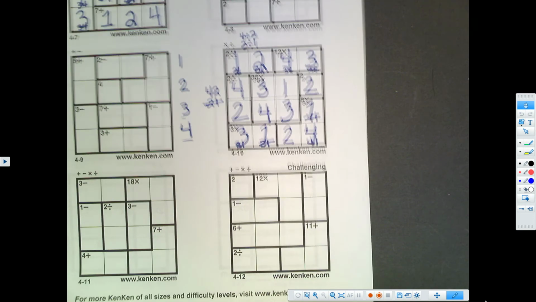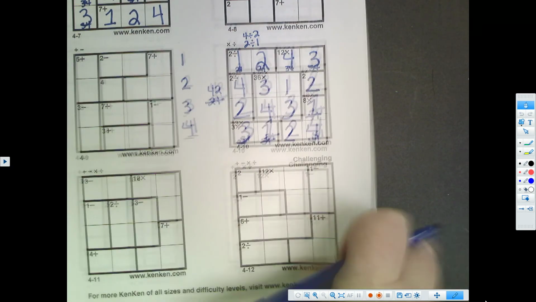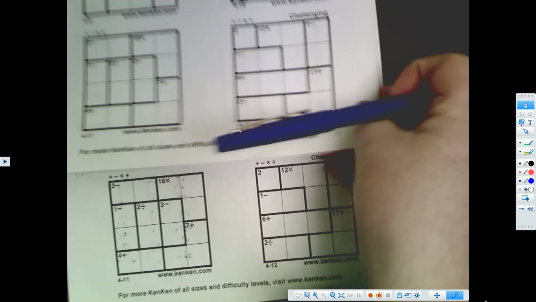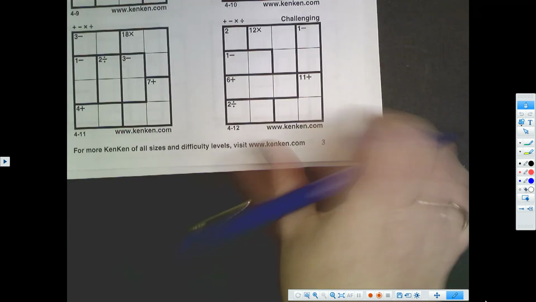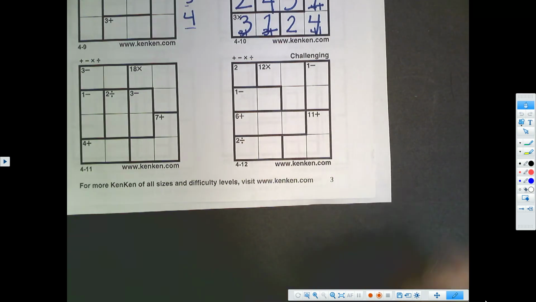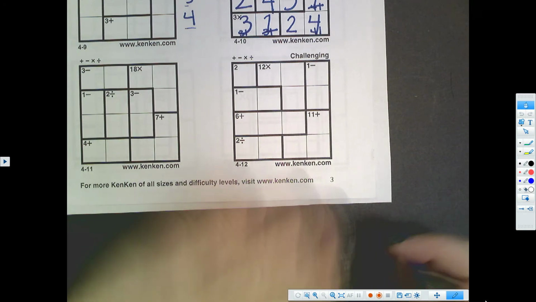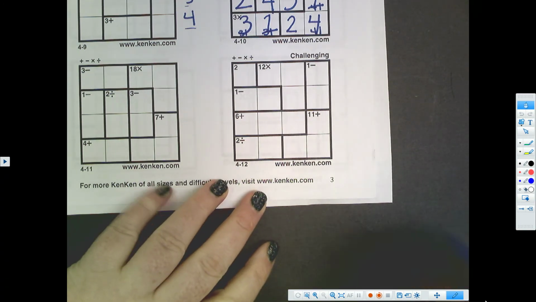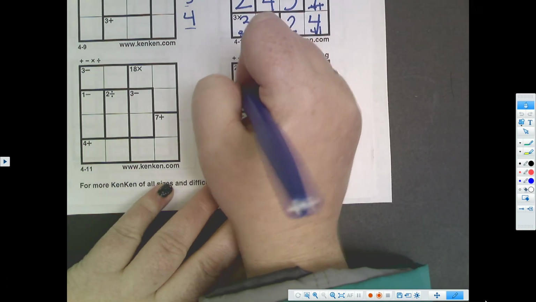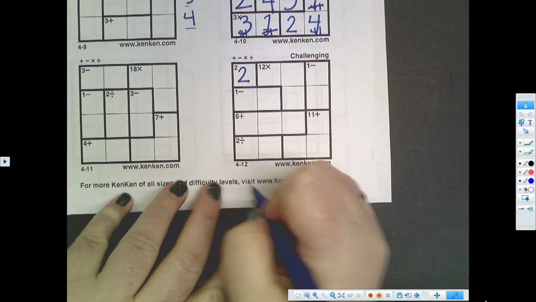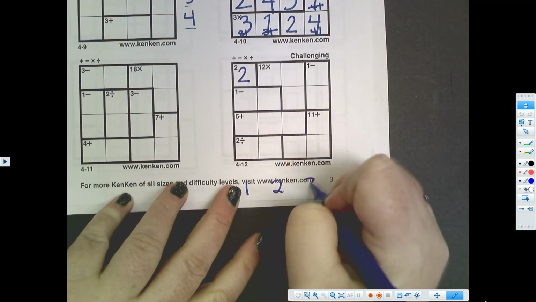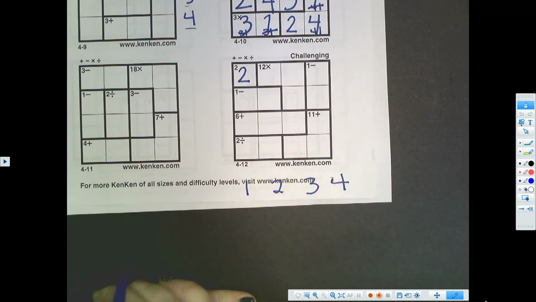Let's try one more 4x4. Let's look at one of the challenging ones. These ones have all operations and they get even trickier. So remember, we still only have 1, 2, 3, 4. We don't get to change the numbers we used.